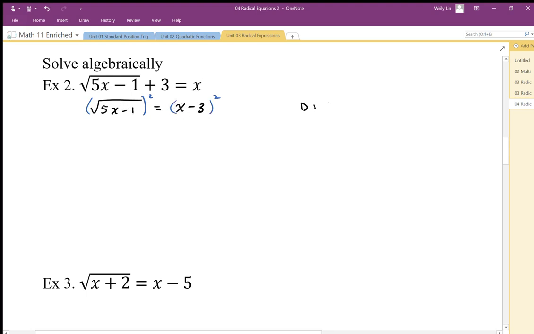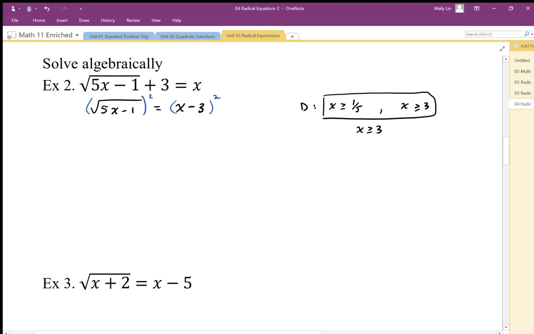So we know that x must be greater than or equal to 1/5. We also know that x must be greater than or equal to 3. Okay, together this domain becomes x is greater than or equal to 3. Okay, so what we could do when we get our algebraic solutions, we can check it against that domain. Okay, or we can just plug it in.